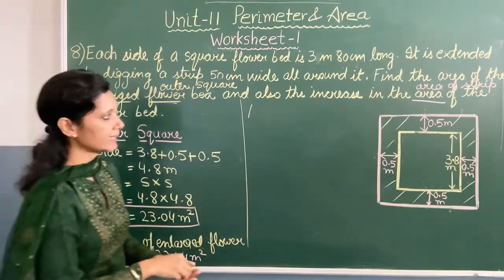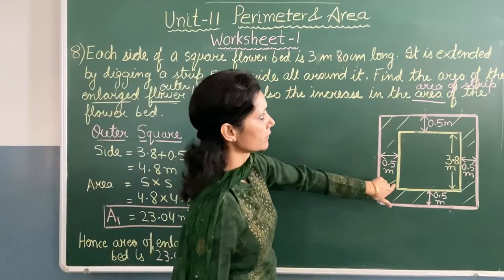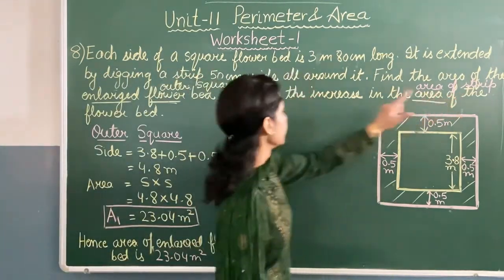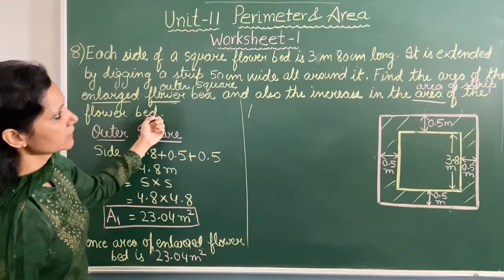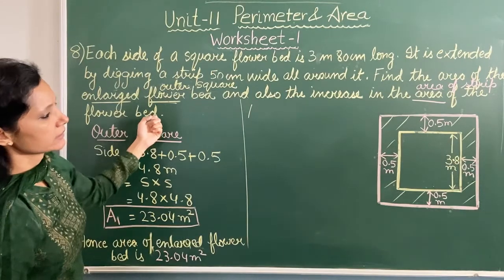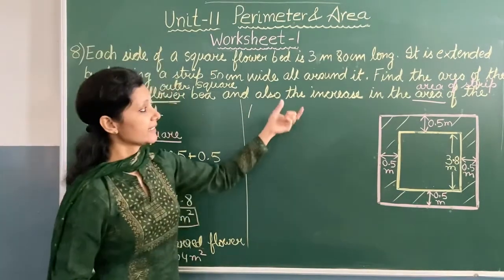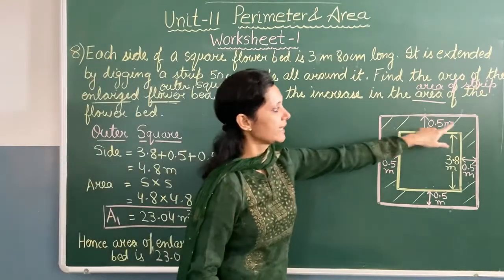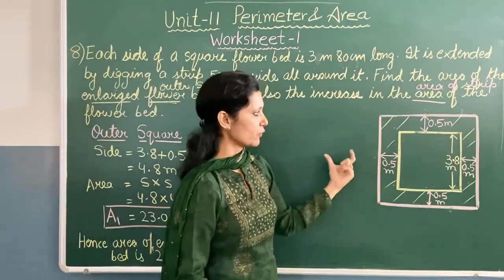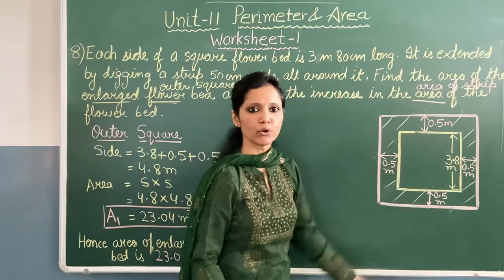Now we have to find the area of this shaded portion. Next we have to find the increase in the area of the flower bed. That means we have to find the area of this shaded portion. For that we must know the area of the inner square.